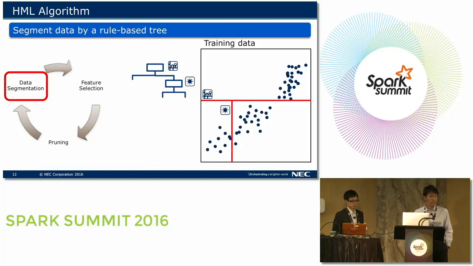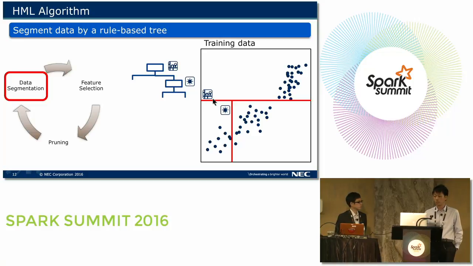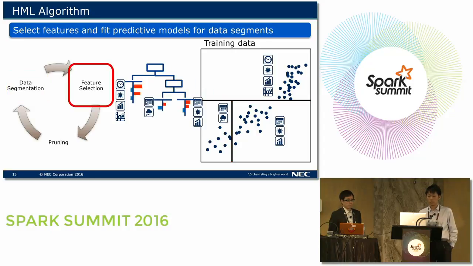So let me show how HML works. There are two key procedures in HML: one is data segmentation, and the other is feature selection. The data segmentation process finds data segments. In this case, one segment is based on a locational feature and another is based on a weather feature, and the number of segments is 3. This is also automatically determined by HML. Once it finds a good segmentation, it then finds good features for each individual segment, and also their coefficients. As you can see, the number and types of features are automatically discovered by HML. Since this data segmentation and feature selection may not be optimal, it repeats this procedure until it finds the best model.